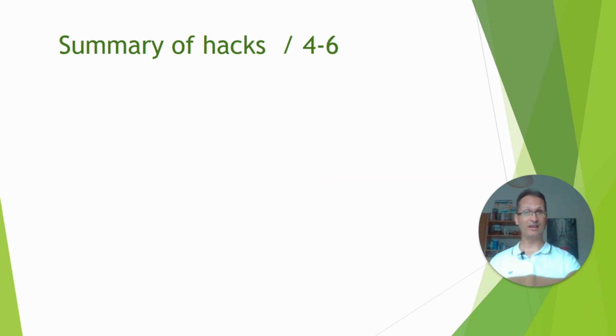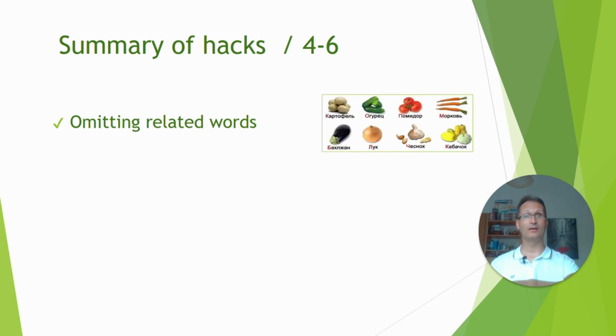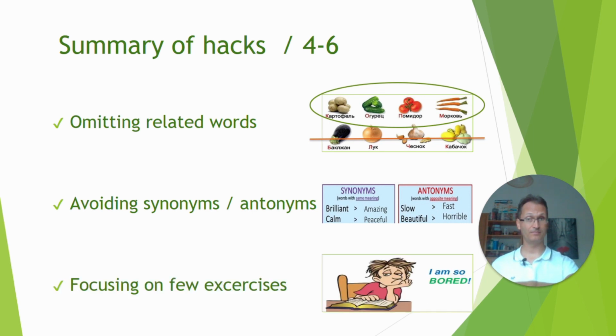Well, the other recommendations are the following. Sometimes there are related words coming from the same category. Like here in the example, in Russian, there are some vegetable names which are important, but there are other vegetable names like garlic or, I don't know, aubergine, which I consider much less important. The 5th recommendation is avoiding synonyms and antonyms. And the 6th one is how to focus on a few exercises in order not to do all the exercises, in order not to get bored finally.